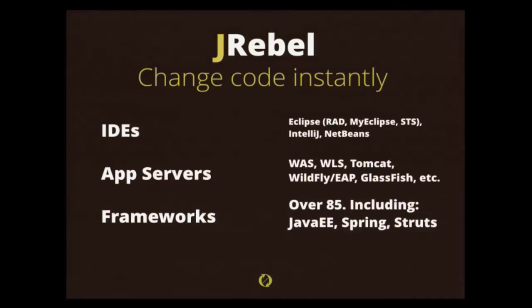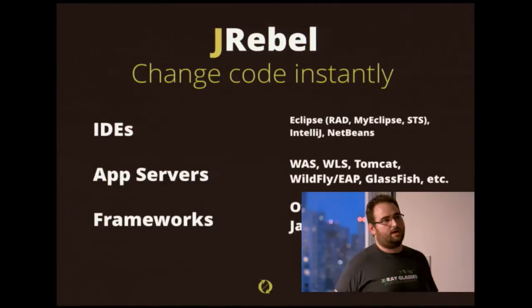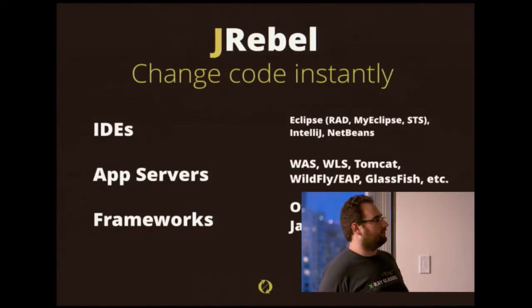But JRebel: change code instantly. We have support for all the major IDEs, all the major app servers, and that includes the entire JBoss suite, so AS, WildFly, and EAP. And we support really old versions of things all the way up to the latest ones. So if you're on the bleeding edge of Tomcat, for example, we support it. That's not a problem. Frameworks, we have support for over 85 frameworks.